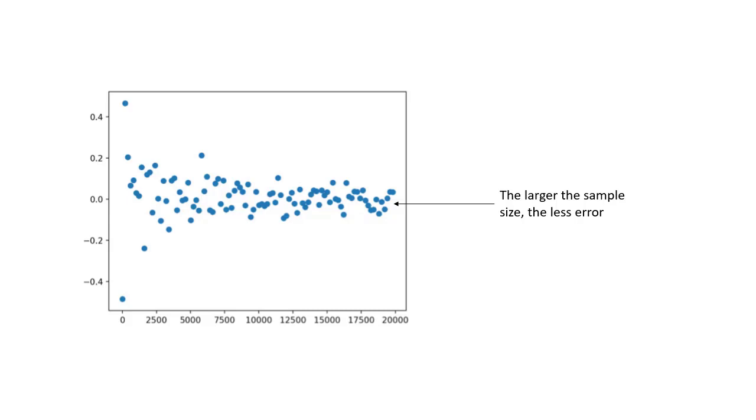In our example, we have a plot that compares the size of the sample to the error of the sample mean from a population mean. Generally, you can see the larger samples have less error, which is what we expect from the law of large numbers.